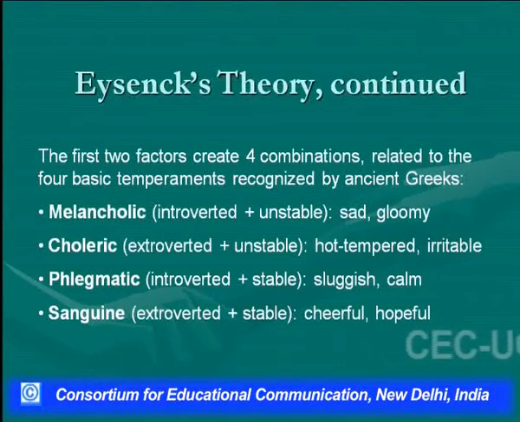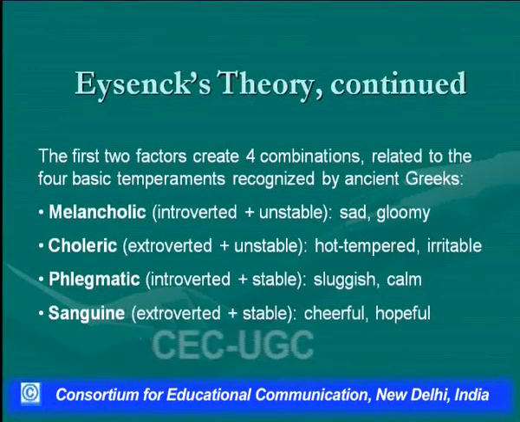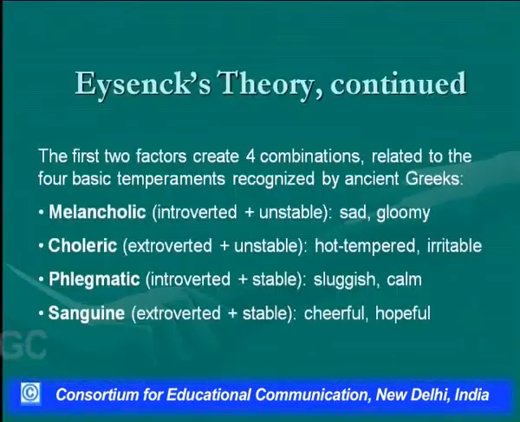So here we have talked about Jung's theory, that you result in a combination of factors and then an eventual personality comes out. If you are introvert plus unstable, the result is that you are sad and gloomy, which becomes a part of your personality. If you are extroverted plus unstable, you are either hot tempered or very irritable, which is not liked by people at large. Similarly, we have introverted plus stable people, who become sluggish and calm. Then we have sanguine people who are extroverted plus stable, who are very cheerful and hopeful.